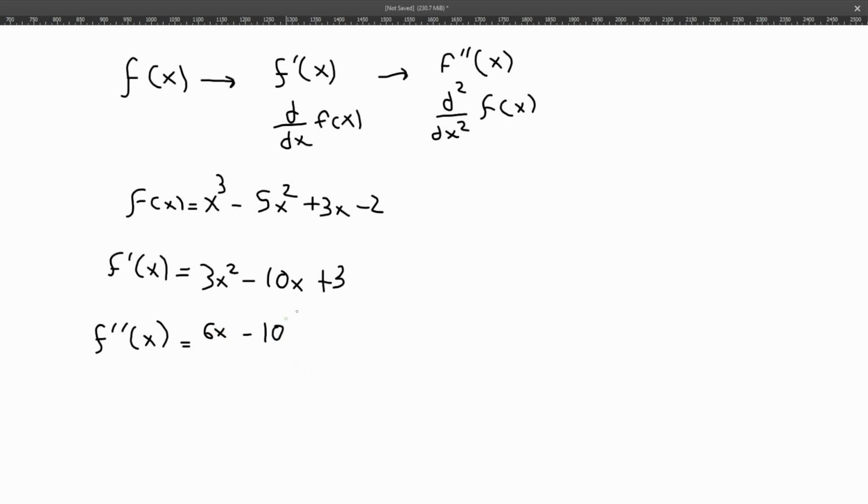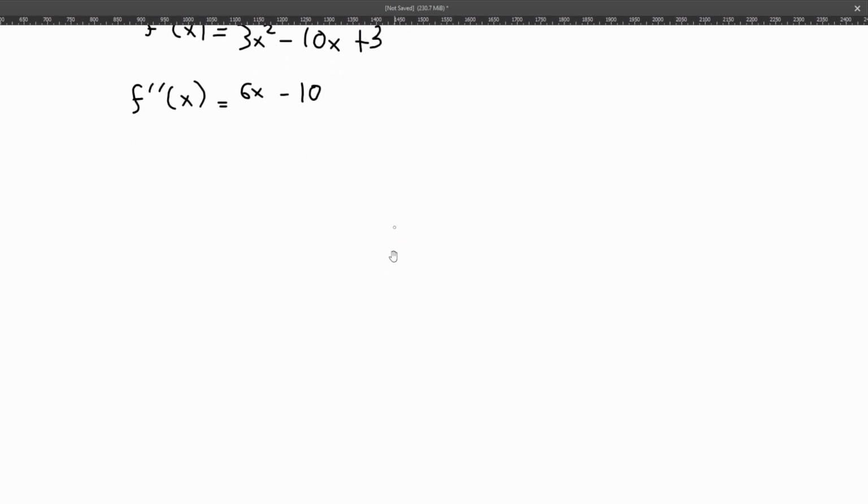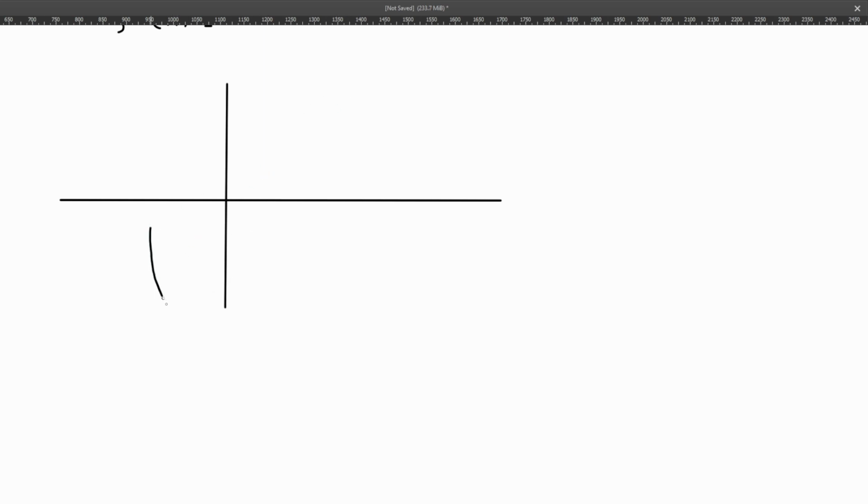Now, the second derivative actually has some meaning on a graph of a function. So let's say we have a random graph like this. Now we know that the derivative of a function shows us if the function is increasing or decreasing. So if it's increasing, the derivative is positive. If it's decreasing, the derivative is negative. Now, the second derivative tells us about the concavity of the function.